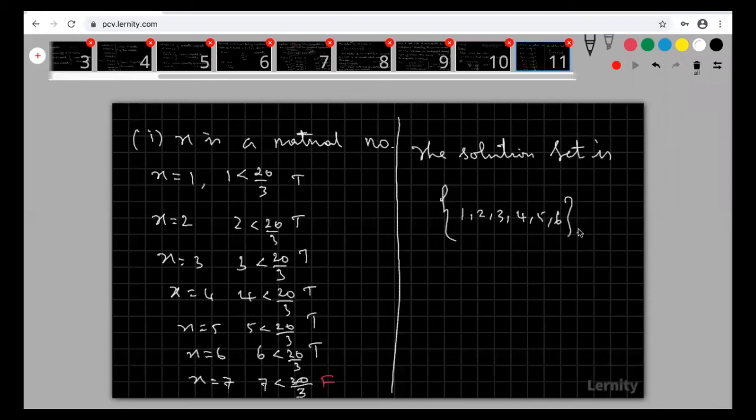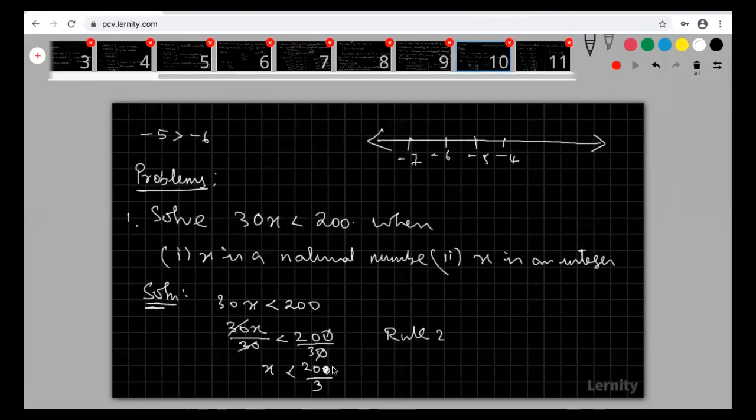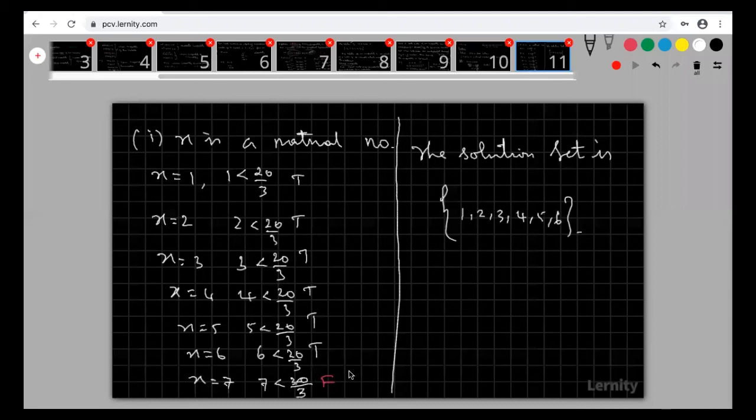Are you clear? Do you understand? So these values 1, 2, 3, 4, 5, 6 make this inequality true. Other values 7, 8, 9, 10, other values do not make it true. So therefore, they are not in the solution set. Okay, now come to the second one.